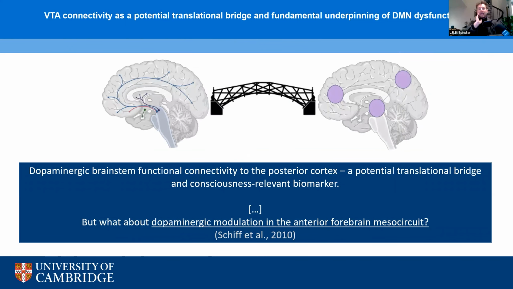But what we then have overall is a potential translational bridge between lots of preclinical findings on dopamine and those ideas about large-scale network dysfunction in DOC, and a potential way of operationalizing this into treatment contexts. But when you talk about dopamine in the context of any treatment, of course, everybody wants to bring up the anterior forebrain mesocircuit that Nico Schiff came up with in 2010. So could it be that there's also a dopaminergic modulatory deficit affecting that?